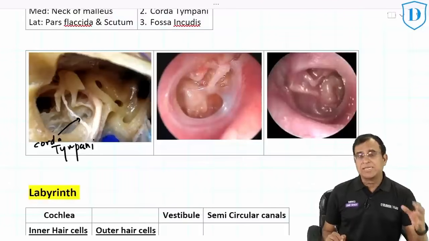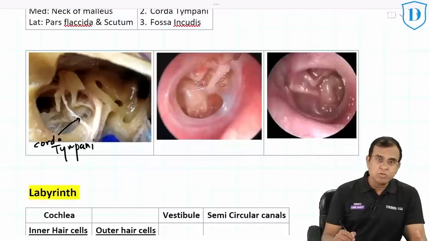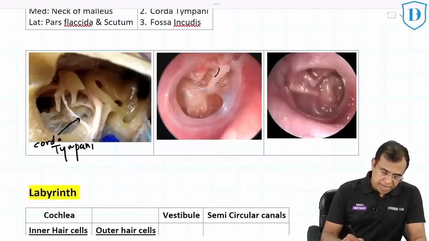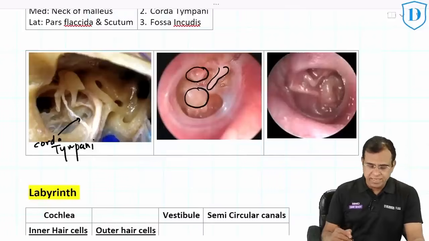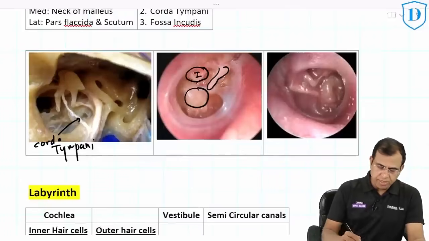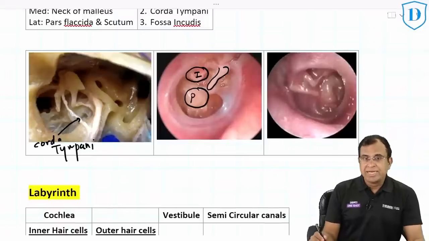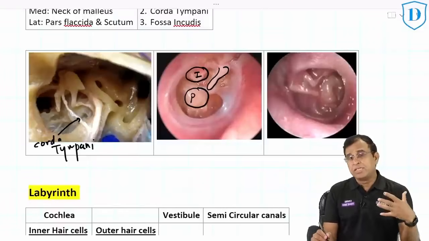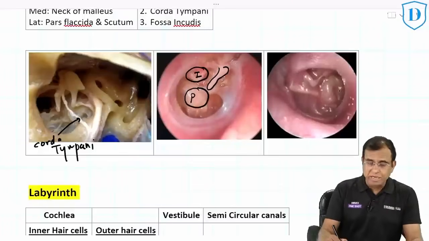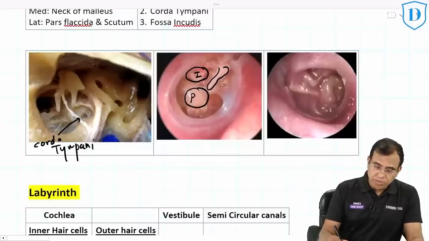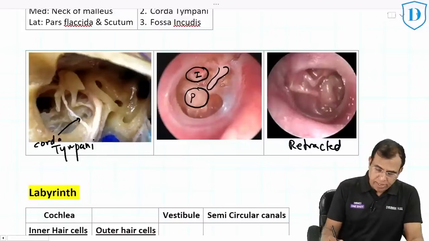Now the second image is a lateral view, and in lateral view you can't see much. You can see this handle of malleus, promontory, and a bit of incus. You can't see the incus very nicely, so I'll write I here for incus, P for promontory. And the third is a middle ear image through the tympanic membrane. The tympanic membrane is intact, and so this is a retracted tympanic membrane.